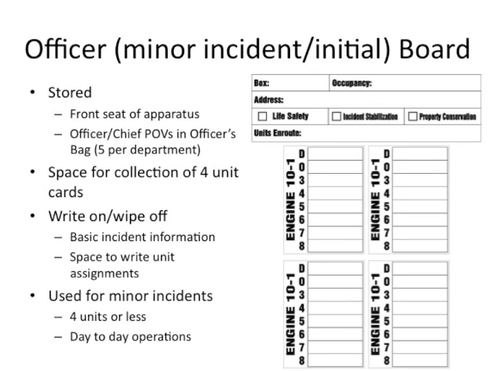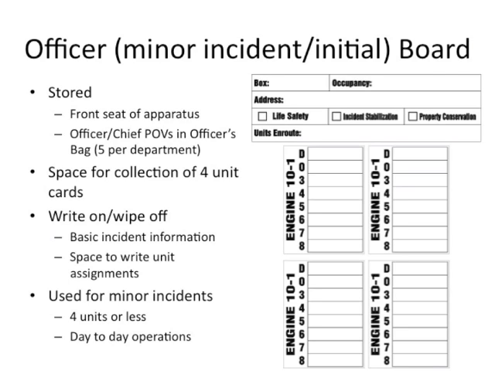The first element we're going to discuss is the officer board. The officer's board is intended for minor incidents or the initial operation during a larger incident. As far as the definition of a minor incident in this case, the officer board is designed to accommodate 4 unit cards. So you can think about it in that capacity.